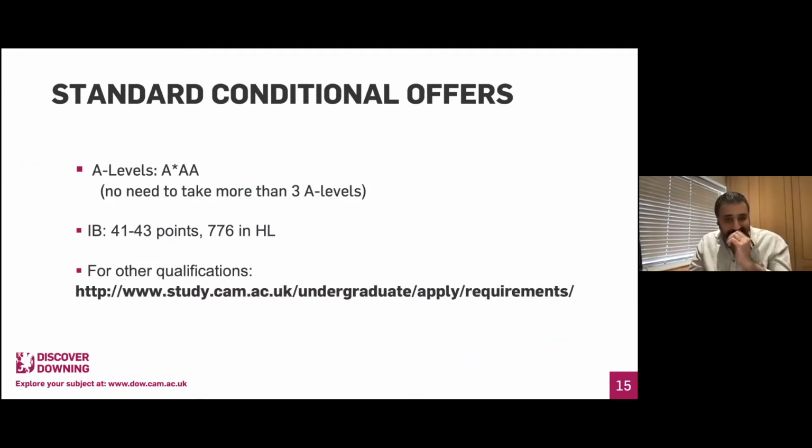So in terms of a standard conditional offer, generally speaking, for any arts and humanities subjects, the standard offer is an A* and 2 A's. And at Downing, we also require an A* and 2 A's for history of art. If you are studying IB, then we would expect you to achieve an overall score between 41 and 43 with a 776 in your high level subjects. If you are doing any other qualifications, you can find all that information on the university website.